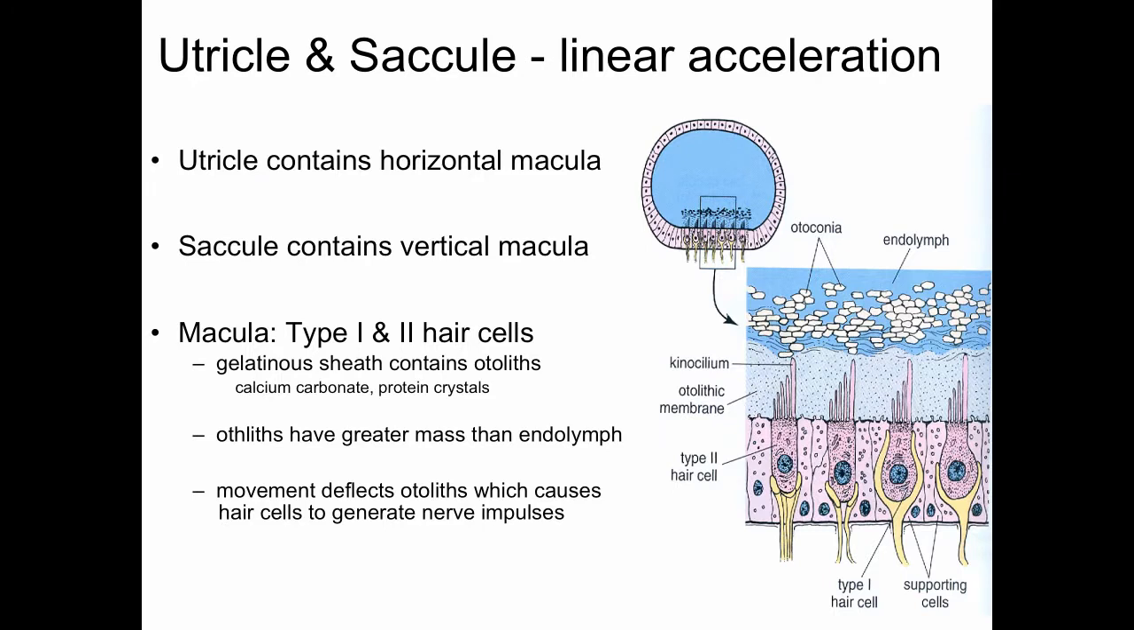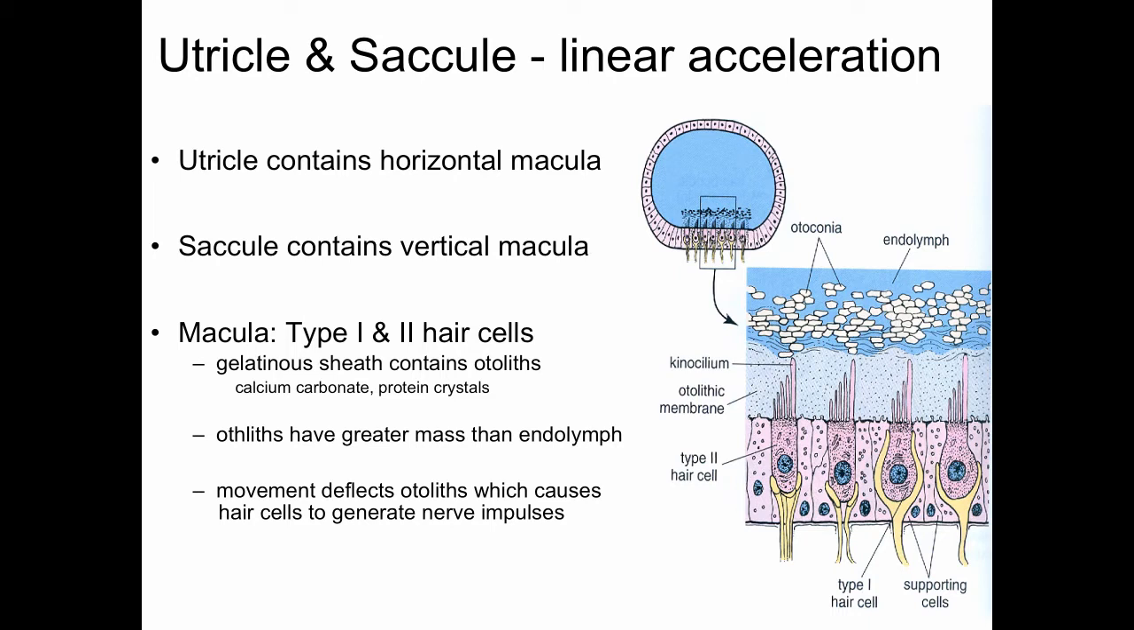The utricle and saccule sense linear acceleration. The utricle contains a horizontal macula. The saccule contains a vertical macula. The macula contain type 1 and type 2 hair cells. Stereocilia from the hair cells are embedded in a gelatinous sheath, and interestingly, this gelatinous sheath also contains otolithic crystals. These otoliths consist of calcium carbonate and protein. The otoliths have a greater density than the endolymph.